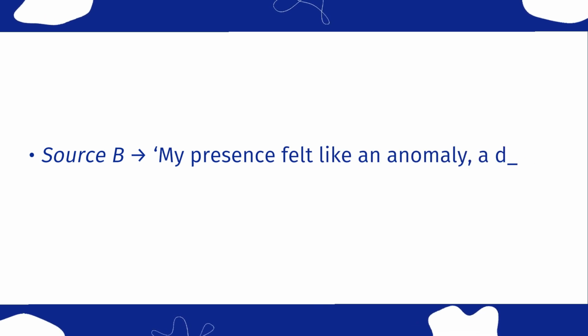Now, for our paragraph, we're going to use the previous source B quote. "My presence felt like an anomaly, a disruption in their world." Using this quote, we're now going to produce another analysis paragraph, except in this one, we're going to consciously try to make sure we're looping back to source A and utilizing comparative keywords.